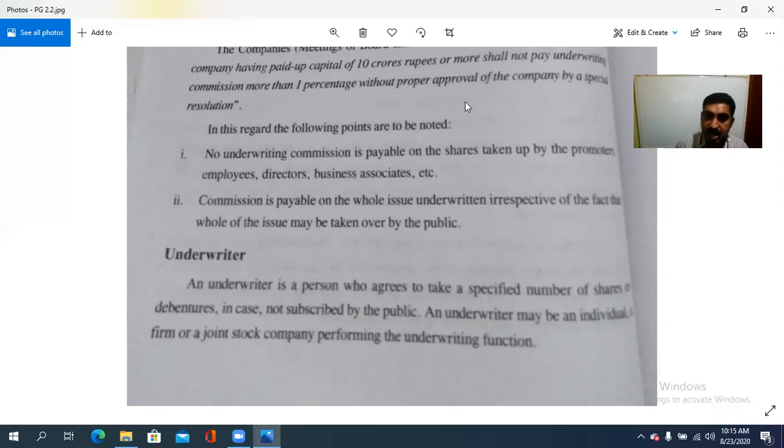An underwriter may be an individual or a firm or a joint stock company performing such a function.